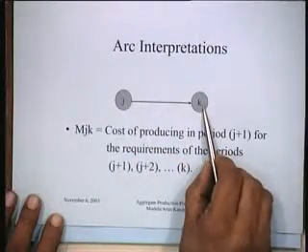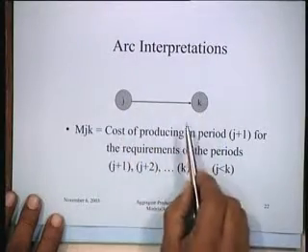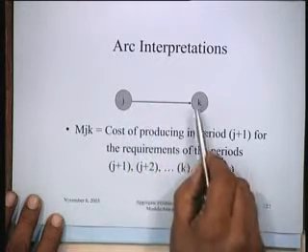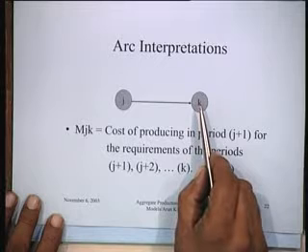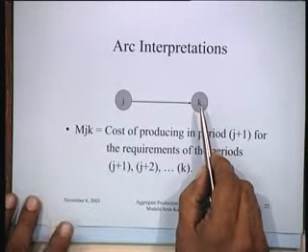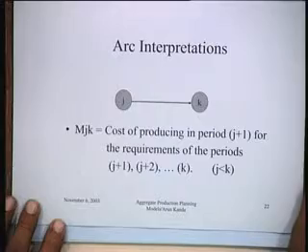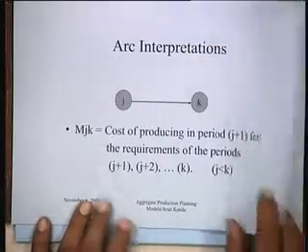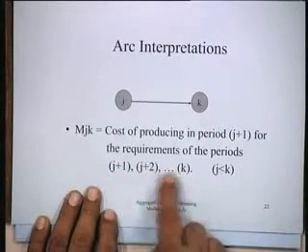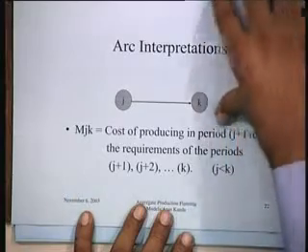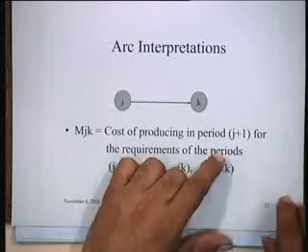So should it be only K? No, it's going from MJK. So we are talking about the planning horizon J plus 1, J plus 2 and so on up to K. For instance, if it is going from node 3 to node 5, what we are saying is between the periods 4 and 5. That's what it is. This planning horizon from 4 to 5. So MJK is the cost of producing in period J plus 1 for the requirements of the periods J plus 1, J plus 2 and so on up to K. This is the interpretation.